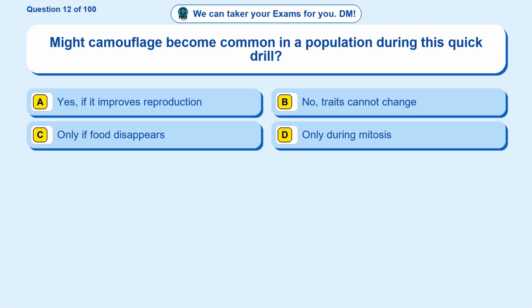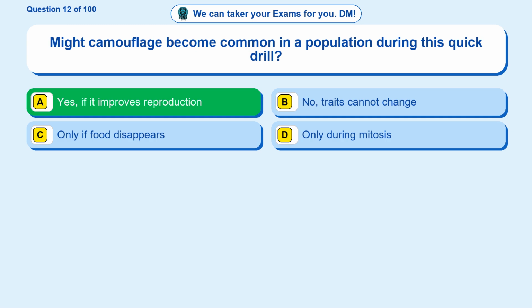Question 12. Might camouflage become common in a population during this quick drill? Option A. Yes, if it improves reproduction. Option B. No, traits cannot change. Option C. Only if food disappears. Option D. Only during mitosis.